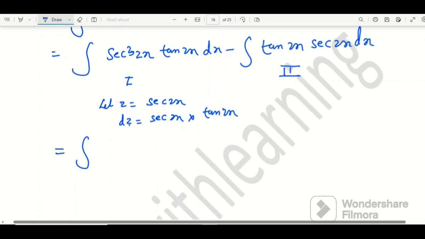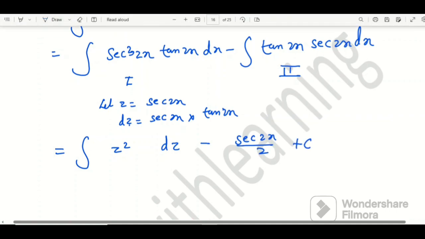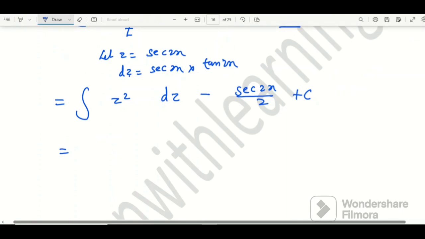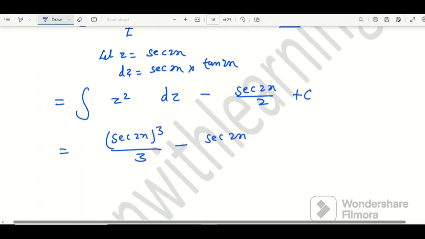So now we'll have z equal to sec 2x. So we can write z square into, and I will replace sec 2x into tan 2x dx by dz. So now the integration of this thing will be, the integration of z square will be z cube upon 3, minus z upon 2 plus c, and we know z equal to sec 2x. So it will be sec 2x to the power 3 upon 3 minus sec 2x upon 2 plus c as our answer.